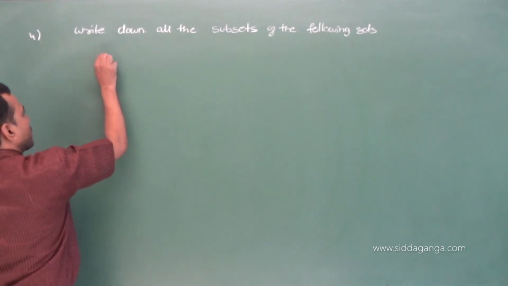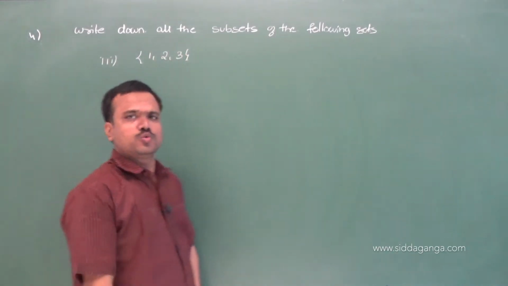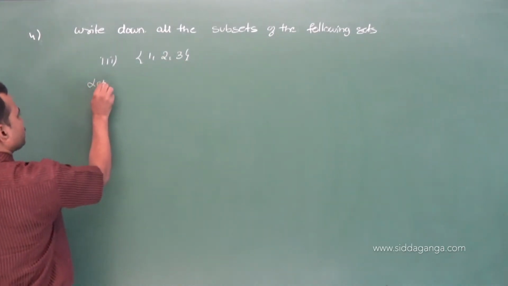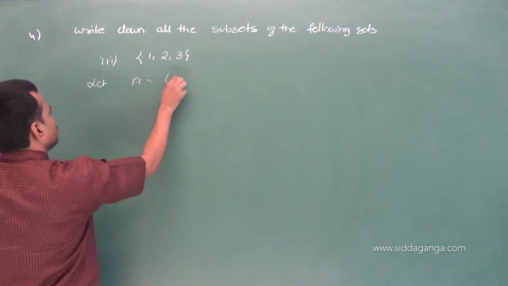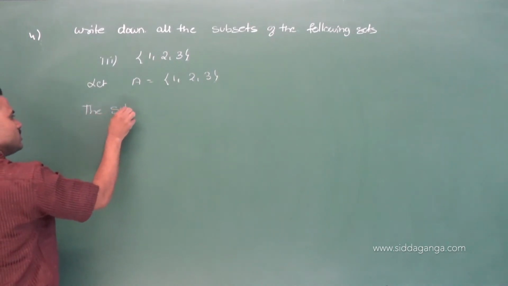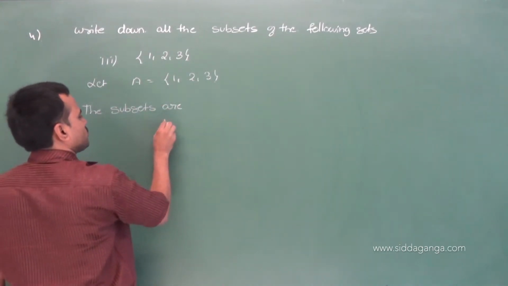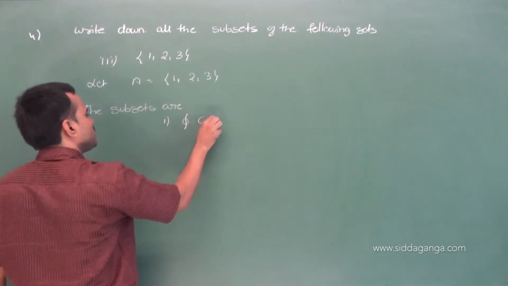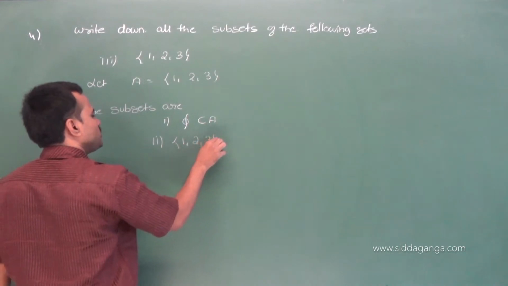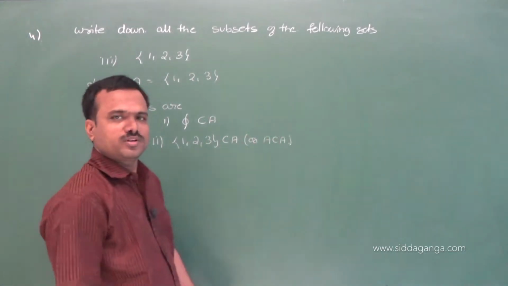Third question. Set containing 3 elements, 1, 2, 3. Observe here. Let A be equal to {1, 2, 3}. The subsets are, first one is the empty set, a subset of A. Second one, the set itself, {1, 2, 3}, is a subset of A, or A is a subset of A itself. Over, 2 over.